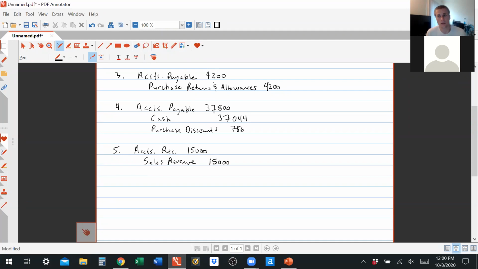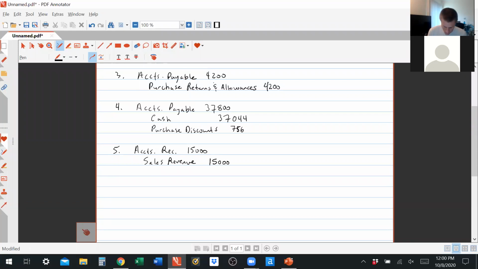GAAP requires the company to recognize revenue when they earn it. And they earn it whenever they give the good or provide the service to the customer. So since they shipped the 30 cameras to the customer, it's time to recognize revenue. So that entry has to be made if you use a periodic or a perpetual system.